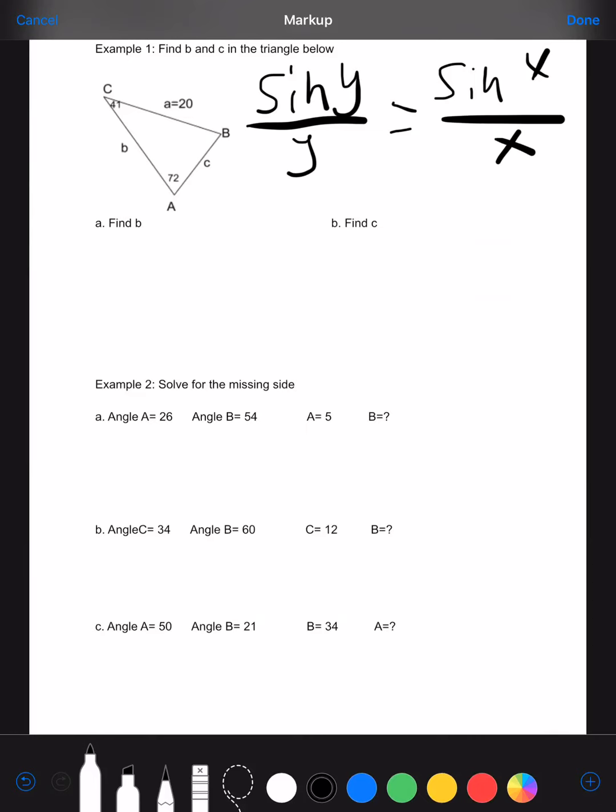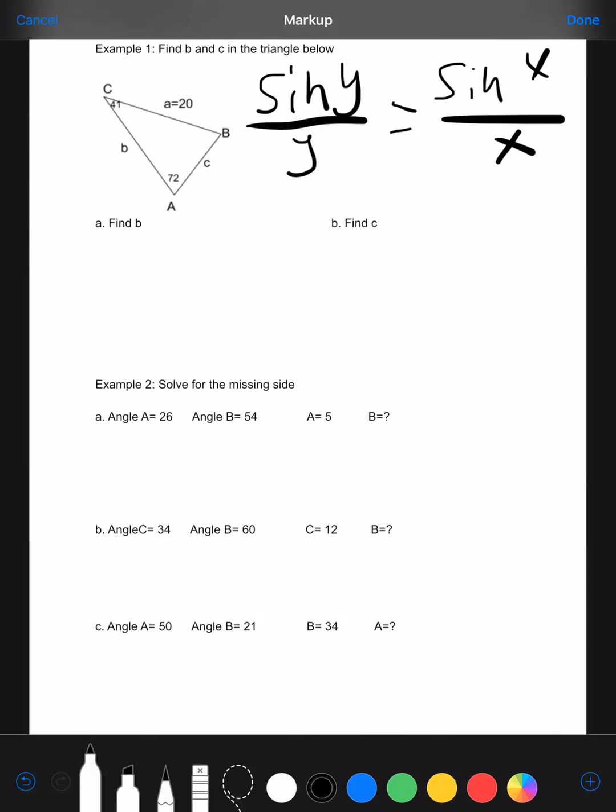So the y and the x next to sine, that stands for angle. Angles always go after sine or cosine or tangent, whatever thing you're using. In this case, we're doing sine, so it comes after sine. And the letters on the bottom, the y and the x, those are for sides. Okay.